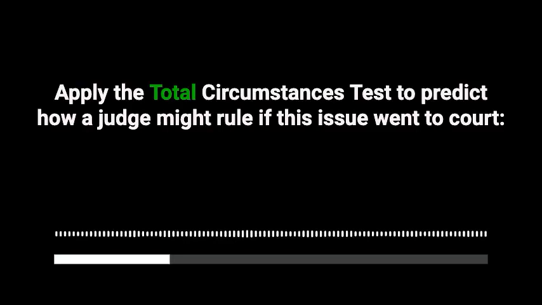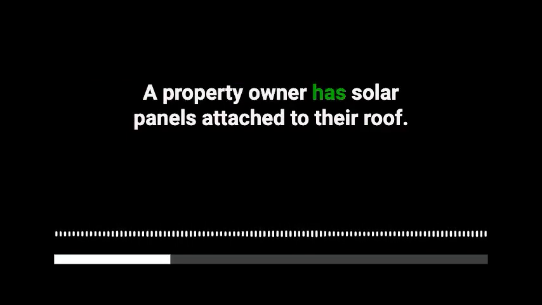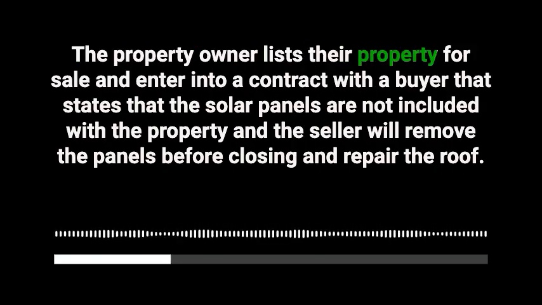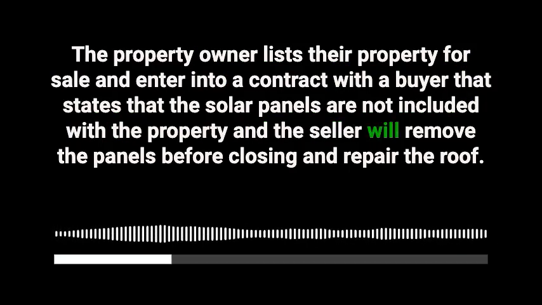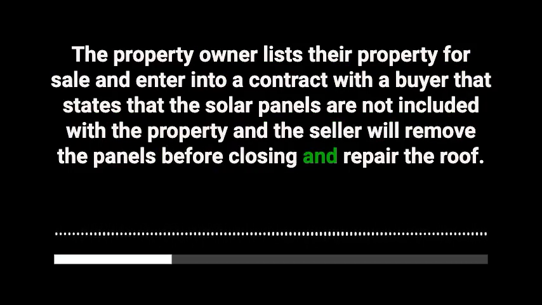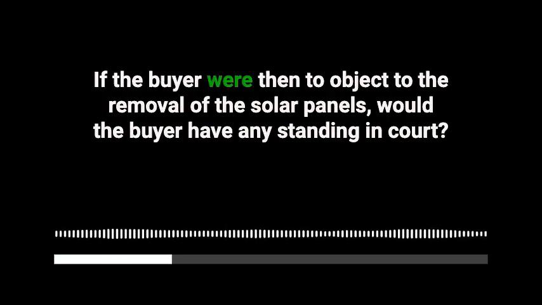Activity. Apply the total circumstances test to predict how a judge might rule if this issue went to court. A property owner has solar panels attached to their roof. The property owner lists their property for sale and enters into a contract with a buyer that states that the solar panels are not included with the property, and the seller will remove the panels before closing and repair the roof. If the buyer were then to object to the removal of the solar panels, would the buyer have any standing in court? Activity. Answer.